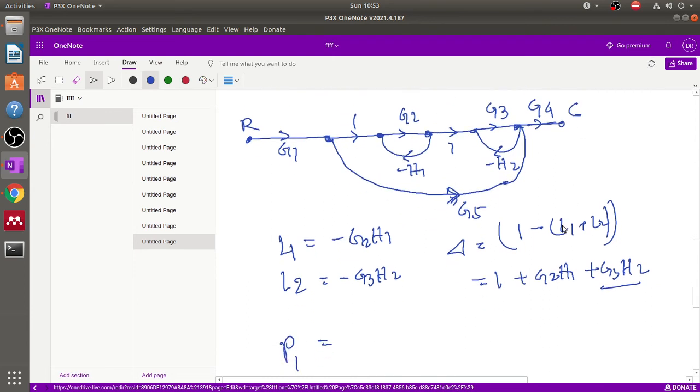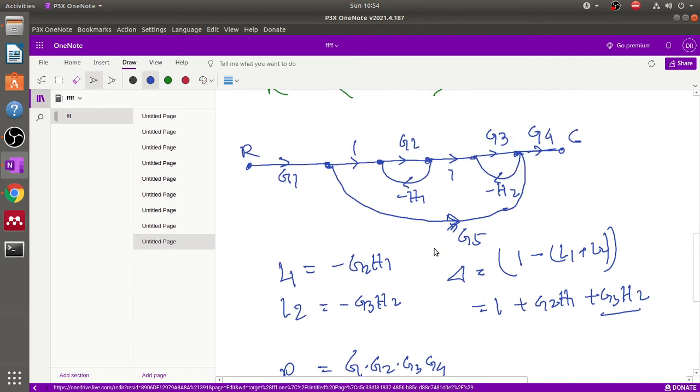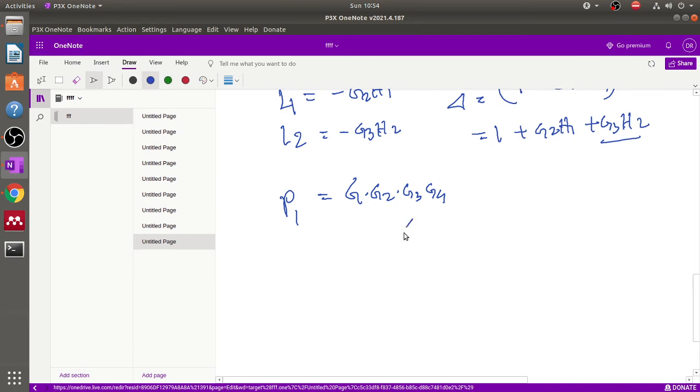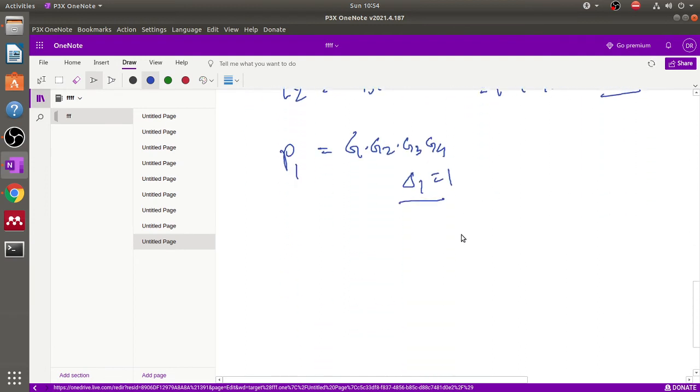G1, G2, G3, G4. This is a straight calculation. P1 is G1 into G2 into G3 into G4 into 1, because from this node to this node the gain is equal to 1, and delta 1 equals 1, because there are no non-touching loops for the forward path. Every loop is touching.